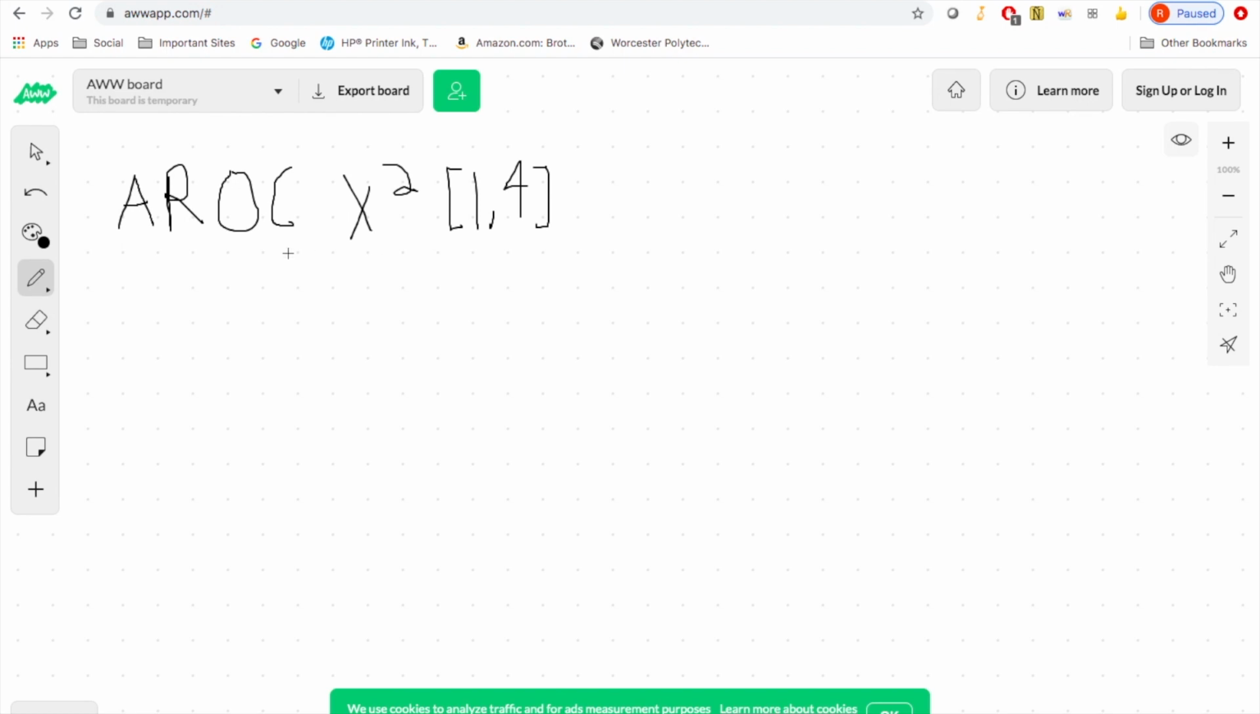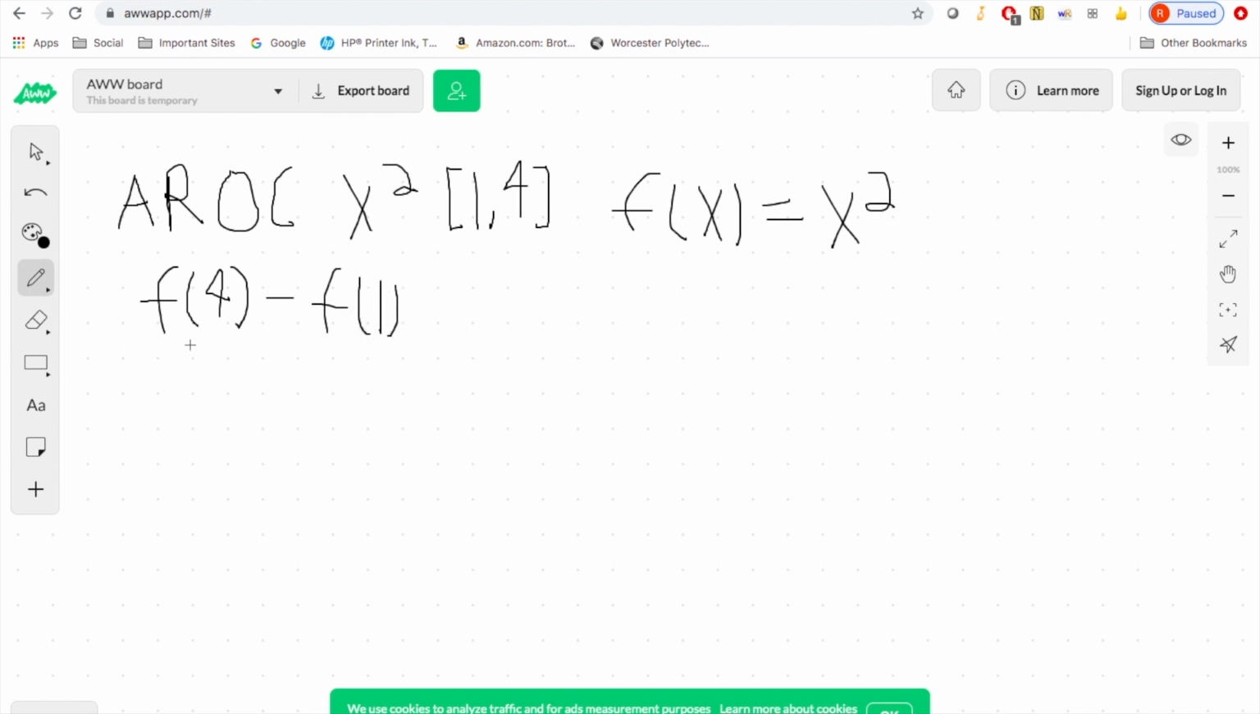So I'm going to work this problem. It's pretty simple, just a little bit of substitution mainly. Sorry, I should probably define the function. Let's call x squared f of x, and let's say we're finding the average rate of change from 1 to 4 of f of x. The formula for average rate of change, as you probably know, is just some direct substitution to get going. So it's just going to be f of 4 minus f of 1, and all of that is going to be over 4 minus 1.